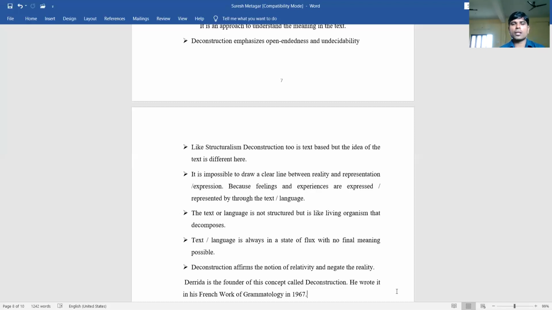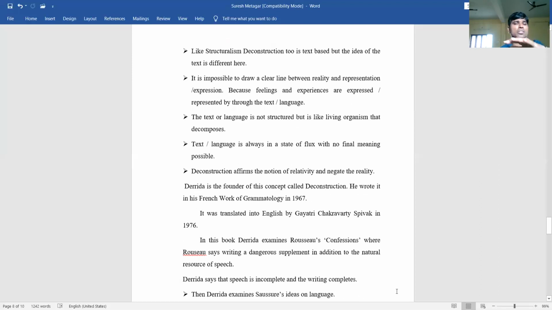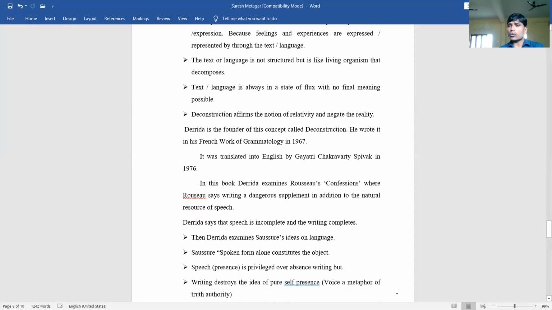That's what they say. Text or language is always in a state of flux with no final meaning possible. It is always in flux, which means it keeps on moving. Deconstruction affirms notions of relativity and negates reality. It means meanings are possible only when you relate to others, and when you relate to other situations, that meaning changes. That is, there is no reality at all. They negate reality.